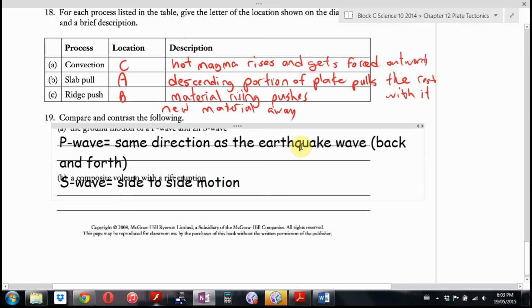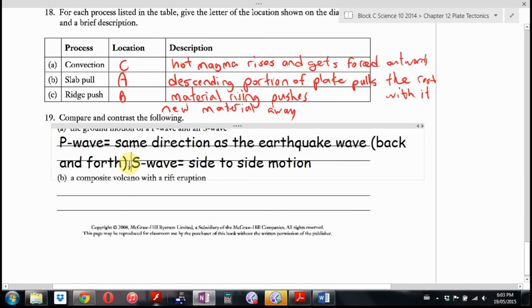Remember the spring that we did, okay? And S wave is the side-to-side motion. It's perpendicular to the way the wave travels.